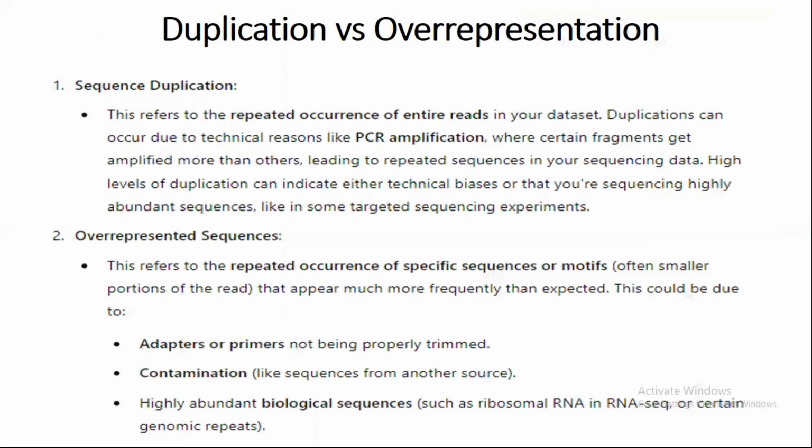So, duplication versus over-representation. Sequence duplication is the repeated occurrence of the entire reads, and over-representation is the repeated occurrence of a specific sequence or motif, a smaller portion of the read. Here is the entire read when it is duplicated, and here is a portion of a sequence inside that read. If it is repeated in each and every read, then it is over-representation. So I think that now you can differentiate between duplication and over-representation. You can read this content.